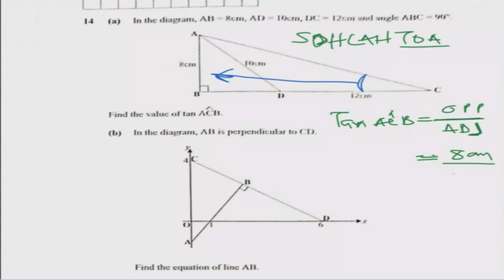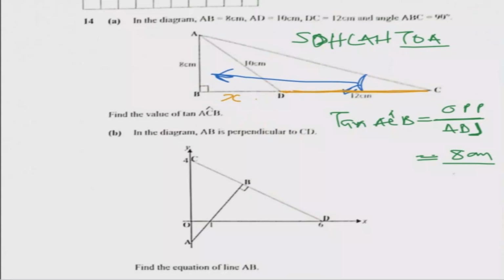Now adjacent to this angle is the length BC. So the adjacent to this angle is this side, which is BC. Okay, now how much is BC? Now we can see that for BC, part of the measurement is given, which is 12 centimeter, but we don't know this measurement, which we can call x. So we need to find the value of x.